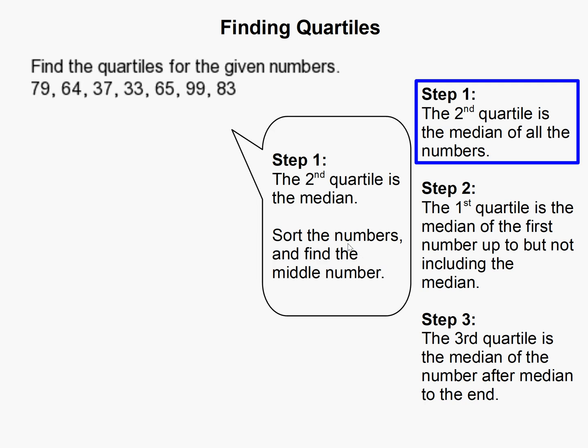It's the easiest because that's just the middle number. But before you do that, you have to make sure that you sort the numbers first. Okay, so here we go. I sorted the numbers super fast. There you go. And now all we have to do is find the middle number. So the middle number is 65. So even though we find it first, that's our second quartile. That's where some people get tricked.